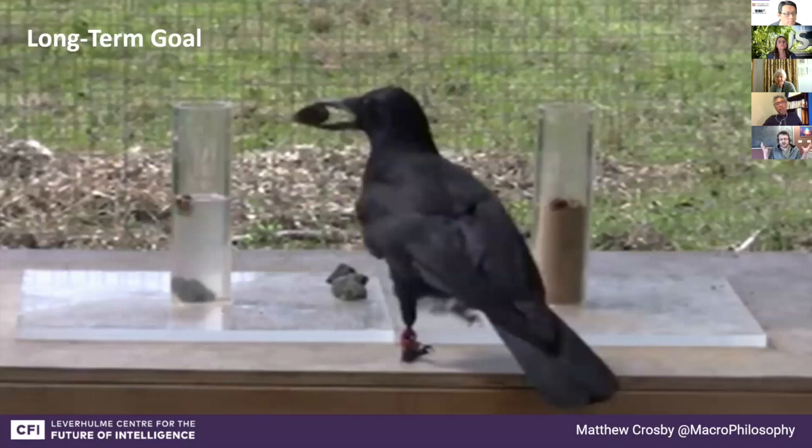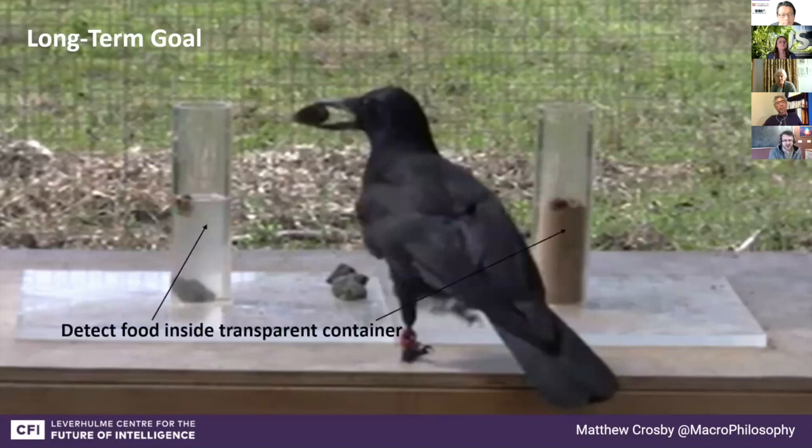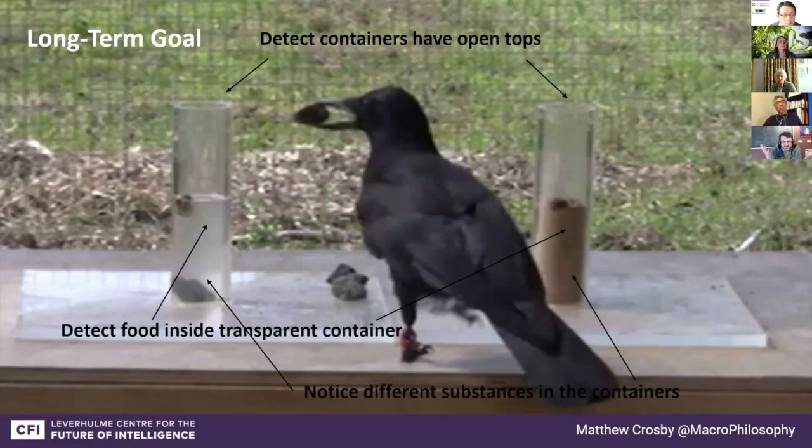But the long-term goal, of course, is not to live inside this little impoverished simulated environment. We want to be able to build robots that can solve problems like this Aesop's Fable task, where the corvid has to drop the rock on the left-hand side into the water, let the water rise until it can reach the food. But obviously, this is a huge challenge for robotics. You need to detect the food, detect that there's open tops on the containers, these translucent containers that are hard to see in different lighting conditions. You need to notice there's different substances and that they have different properties.